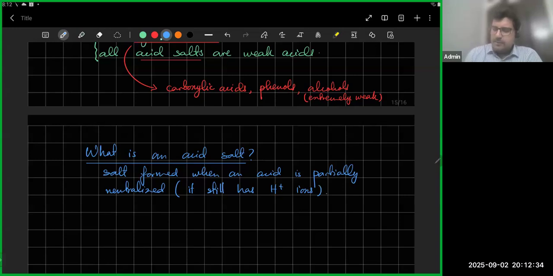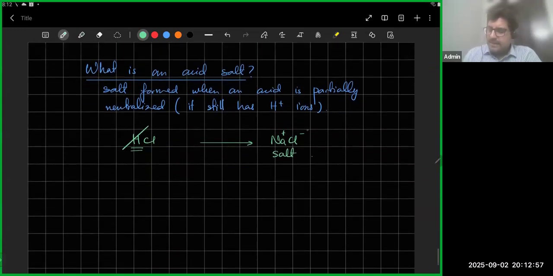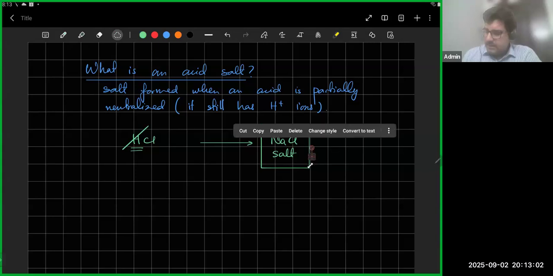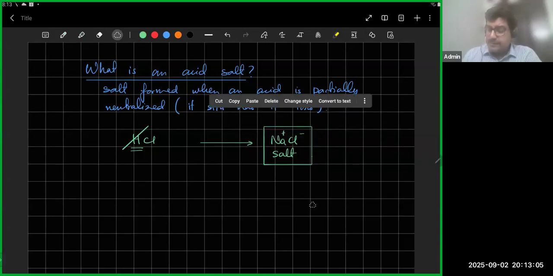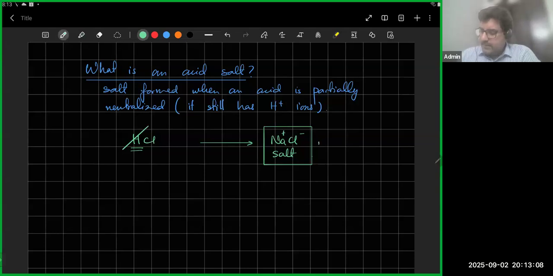So for example, I'm going to tell you what a complete salt is. You've got HCl. Why is HCl an acid? Because it's capable of producing H+ ions. You get rid of those H+ ions and replace them with, let's say, sodium. So you've got a salt, right? So that's a complete salt. Everyone knows NaCl is a salt. So if you have a complete salt, it's completely neutralized, not capable of producing H+ ions because there are no H+ ions.